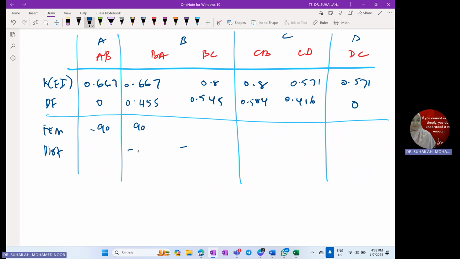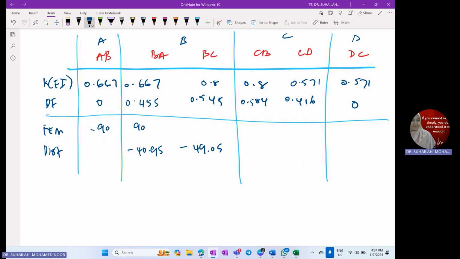So this is negative 40.95. And the other one is 90 times 0.545, which is negative 49.05. Okay, the total of these three values, 90 minus 40.95 minus 49.05, is 0. Okay, settled. There is no more value.